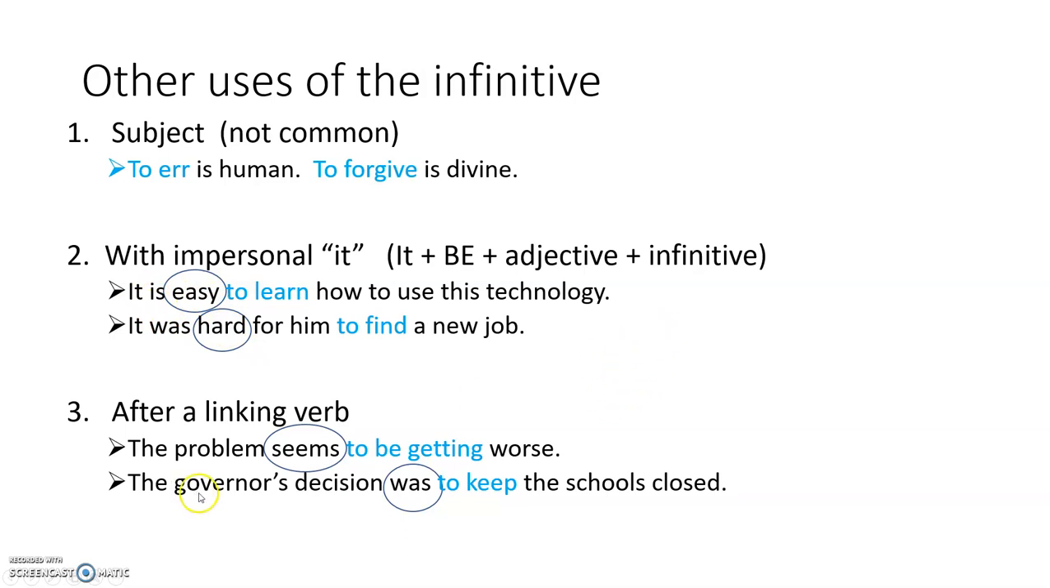Linking verb is the be verb or some other verbs. These are verbs that connect the subject and the idea that comes after the verb. This problem seems to be getting worse. The governor's decision was, what was his decision? To keep the schools closed.